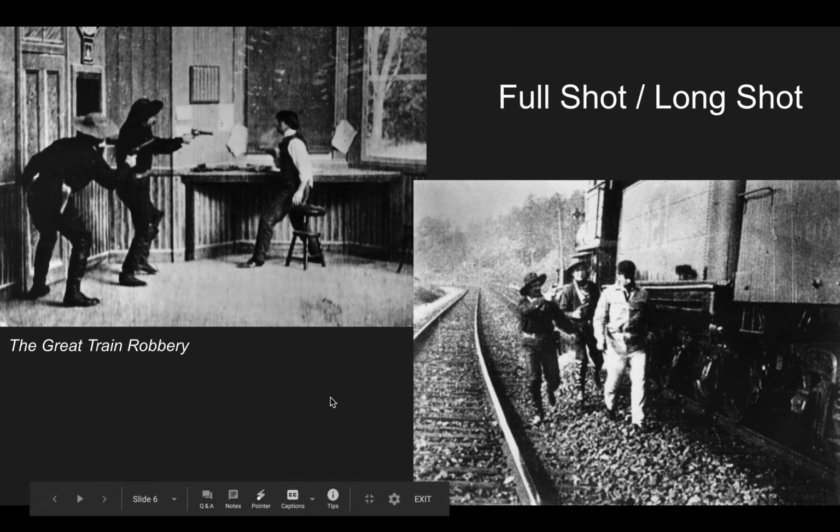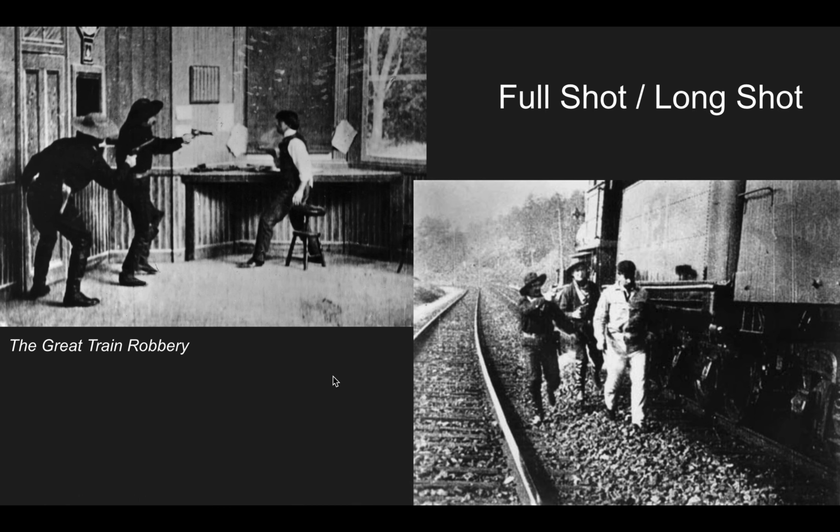But another effect of that is that the camera couldn't move closer to the people. If they wanted to get a close up, the people would have to come to the camera. And so in early films like this, we don't get a lot of close ups. We get a lot of full shots. And that's simply an effect of the size and clunkiness of the camera.